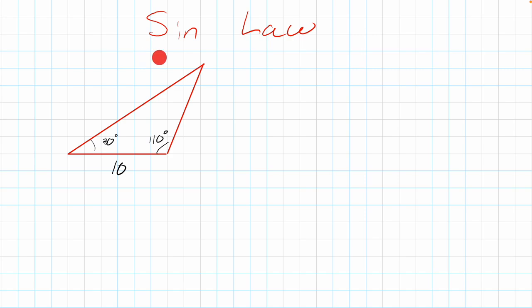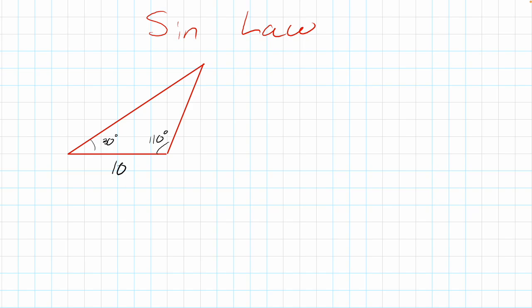Okay, we'll look at what's called sine law. So we have a triangle here, and we're trying to figure out how to solve it. One of the key pieces is that sine law is a law of trigonometry that can be used on any type of triangle. So have you learned primary trig ratios? You ever heard of those?